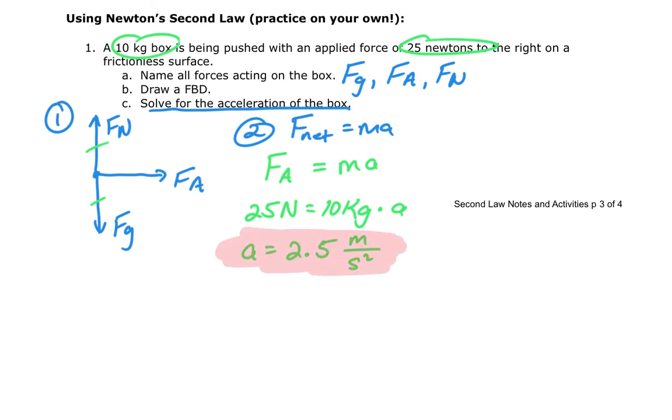And now, if I were asked to, I could do a kinematics problem that says, okay, well, where is this box located 3 seconds after we started pushing it, right? Because we would know its acceleration. We would know its initial velocity. We assume it's starting from rest, and we would know the time. So now we've got some kind of an extra step before we get to a kinematics problem.